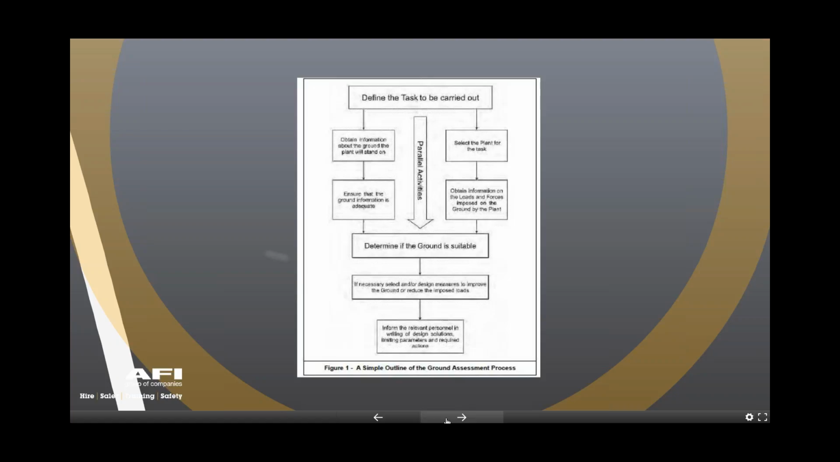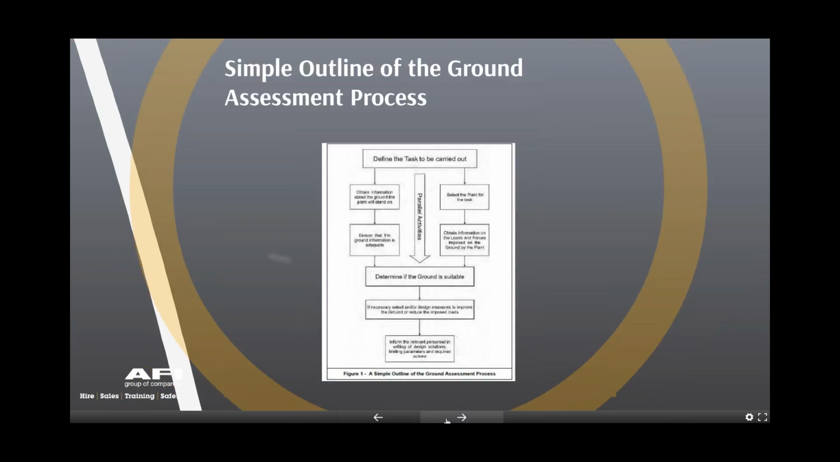If necessary, select and use design measures to improve the ground or reduce the loads, and then inform the right people of the design parameters and what they should do. Although it's not the greatest copy there, again, download the Strategic Forum Plant Safety Group document on Ground Conditions off the CPA website, or contact me afterwards and we can always get this sent over to you. It's a lot easier to read.